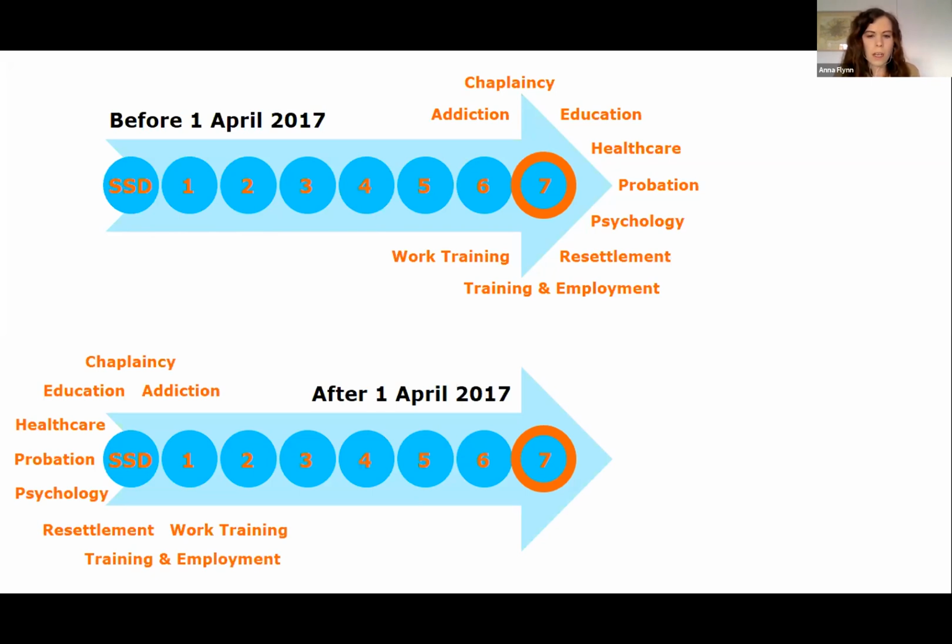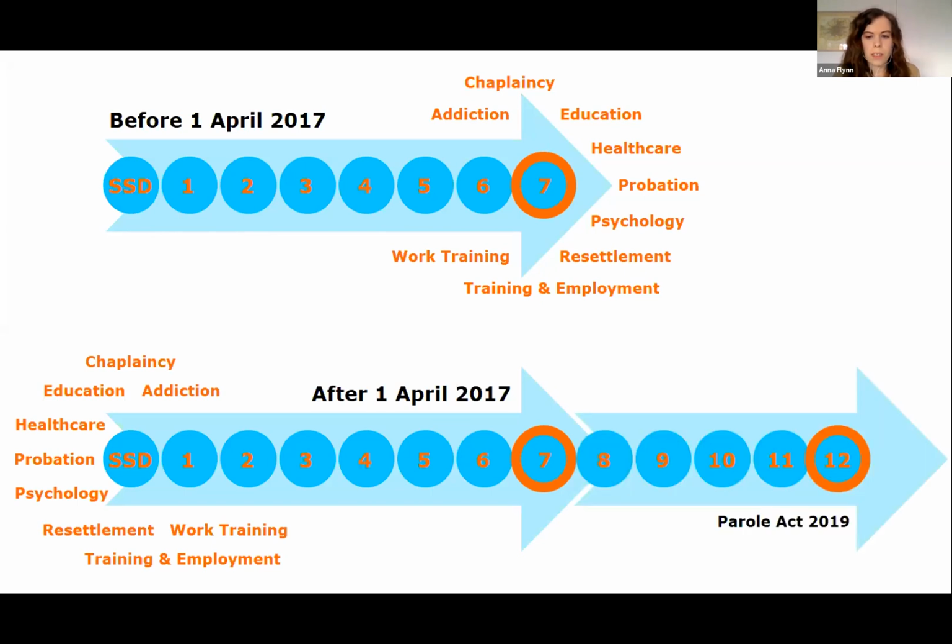And this is particularly important in the context of the new Parole Act 2019, because when this act is commenced, it will increase the number of years the individual must serve before they become eligible for a review. So the first parole board review won't take place until year 12. And given this 5-year increase, it's vital that sentence management is not delayed until year 12.